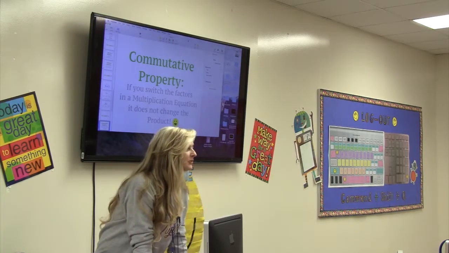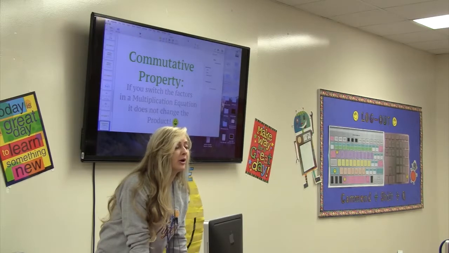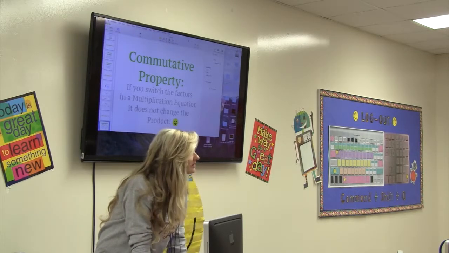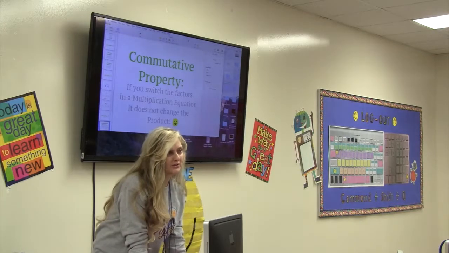Anyhow, that might sound a little confusing, but the point is, commutative property allows you to switch the factors and it doesn't change the product. It doesn't change the answer.